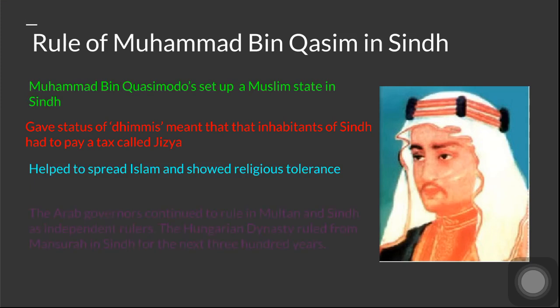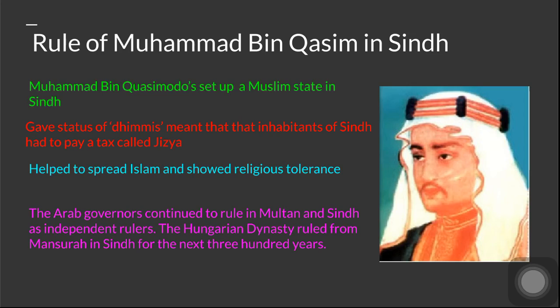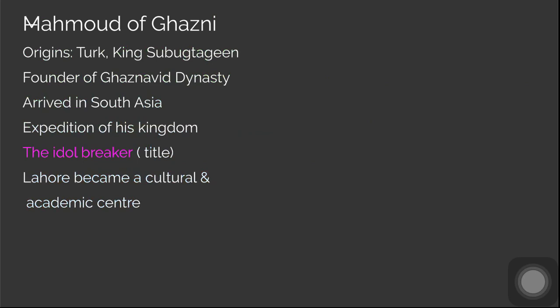After him, when the Umayyad Khilafat weakened, the Arab governors continued to rule in Multan and Sindh as independent rulers. The dynasty ruled from Mansoura in Sindh for the next 300 years. Now, after Muhammad bin Qasim, for nearly 300 years after his conquest, there was no Muslim invasion of the subcontinent.